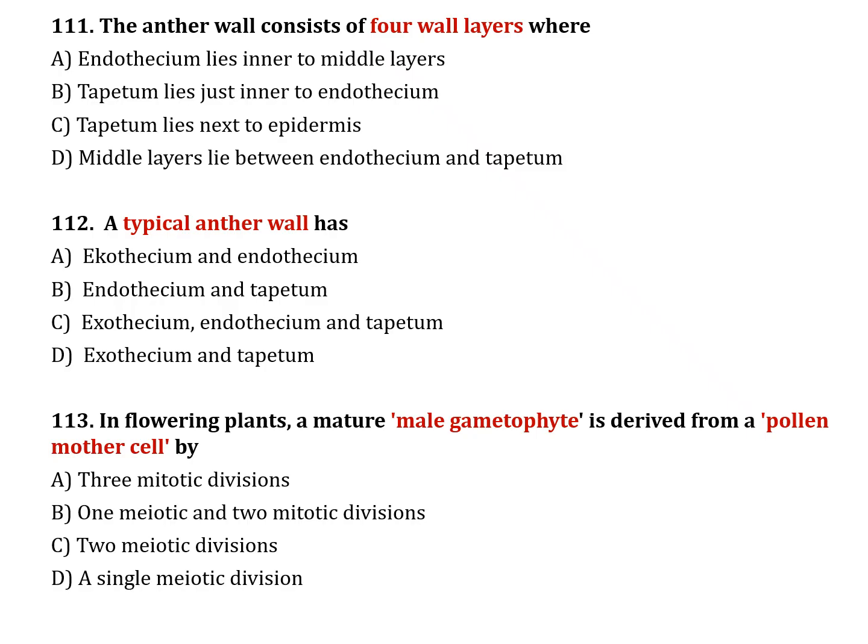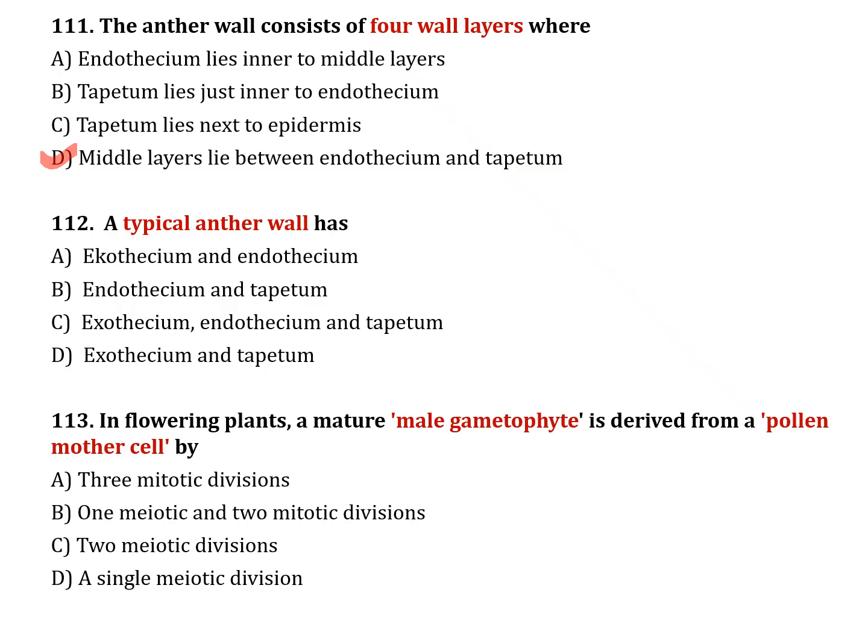The next question, number 111. The anther wall consists of 4 wall layers where option A, endothecium lies inner to middle layer. Option B, tapetum lies just inner to endothecium. Option C, tapetum lies next to epidermis. Option D, middle layer lies between endothecium and tapetum. Correct answer is option D, middle layer lies between endothecium and tapetum.